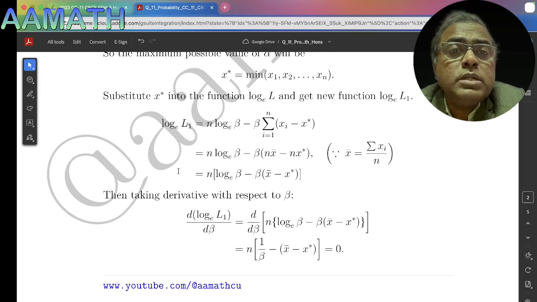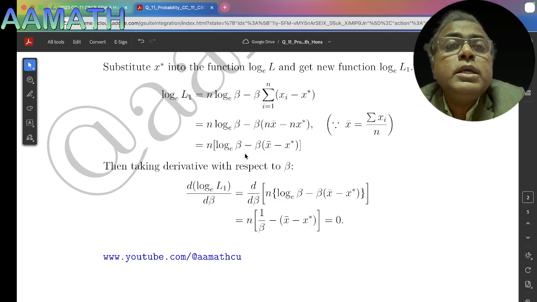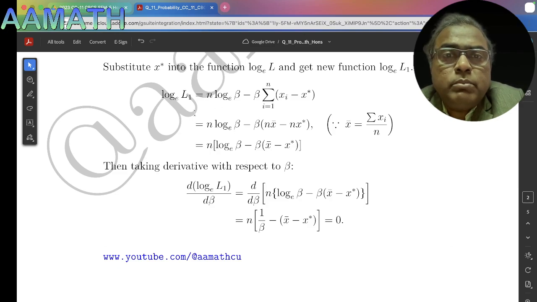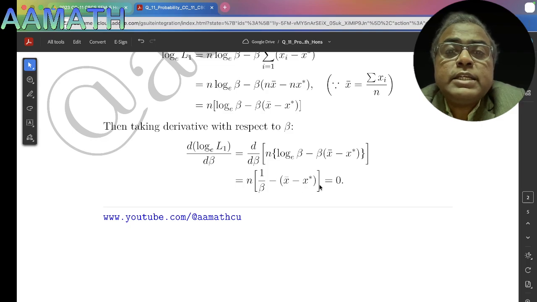This log L1 is a function of beta only. So we take the derivative with respect to beta, not the partial derivative, d by d beta of log L1, because L1 depends only on the single variable beta. In x star and x bar, all are fixed quantities. Taking the derivative with respect to beta, we get 1 by beta, taking n common, minus x bar minus x star.